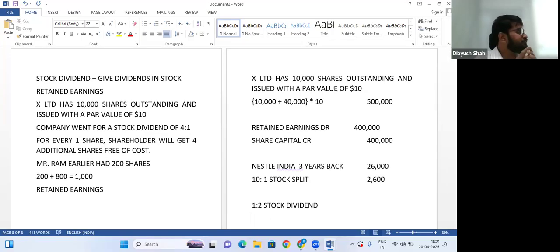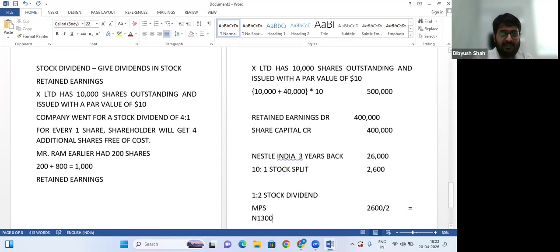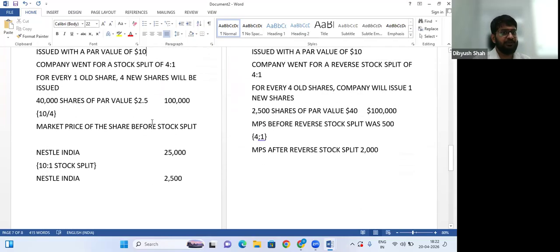So if it is a 1:2 stock dividend, that means for every 2 shares held, you will get 1 share free of cost. So price should fall. So market price, if it was 2,600, it should fall by half. In an ideal world, it should be 1,300. Again, markets are not perfect. It can be a little more or a little less than 1,300. Are we clear till here? Note it down quickly.